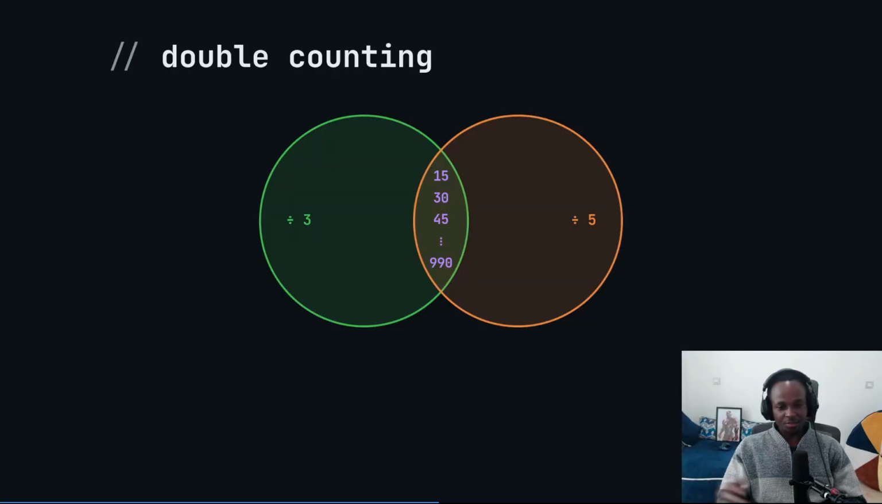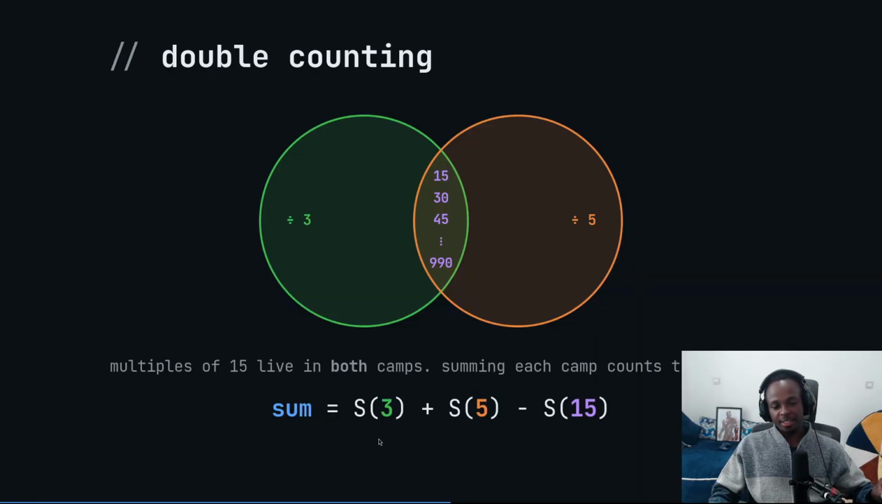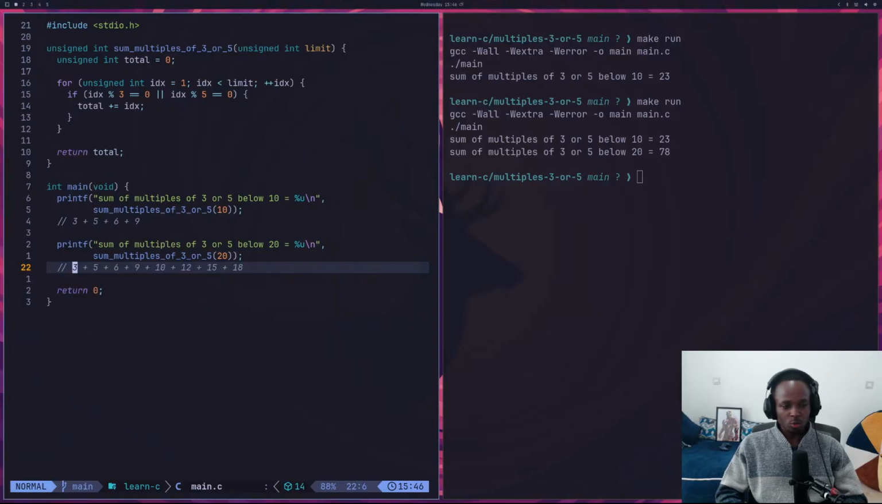Just something to note is that 15 is included twice because it is the LCM of 3 and 5. Both are divisible by that. So after all this, we need to remove all the multiples of 15. So what you're going to do is we take the multiples of 3 plus the multiples of 5 and then minus the multiples of 15. Yeah, that's the whole explanation. So let's get to it.